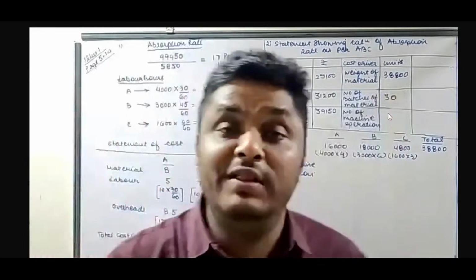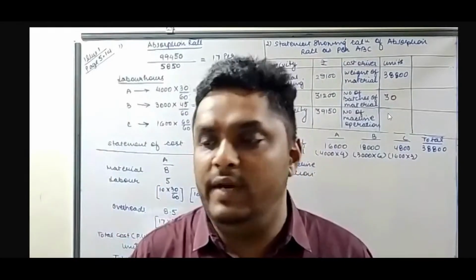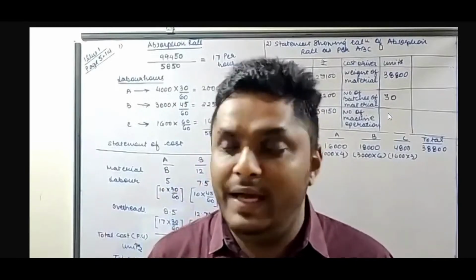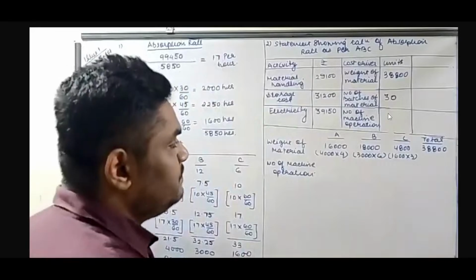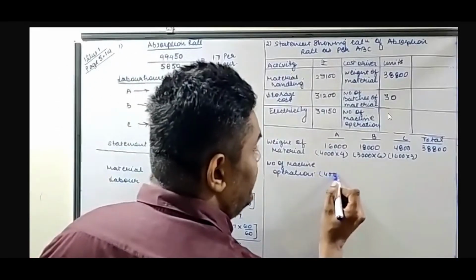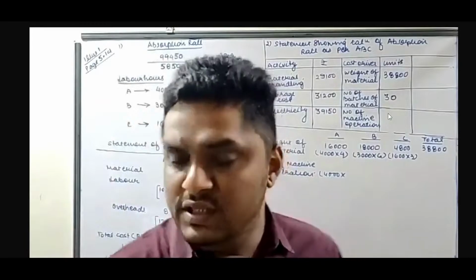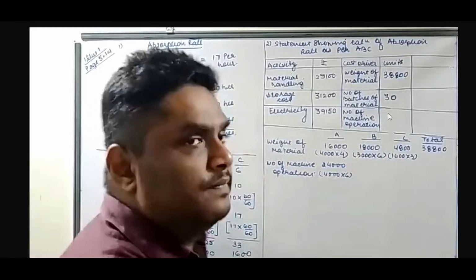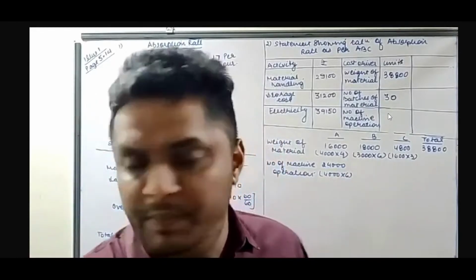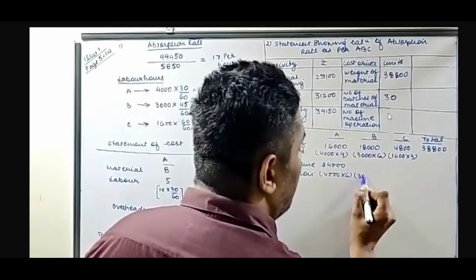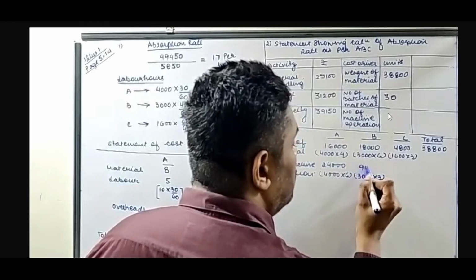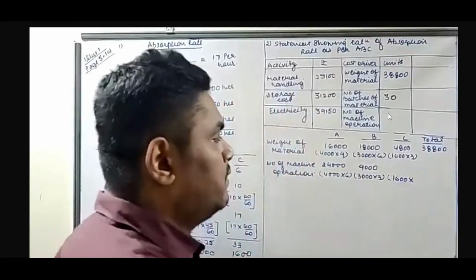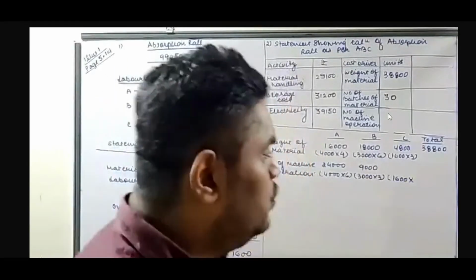See, batches are given for the complete production. But when talking about the number of machine operation, it is given per unit. So we have to calculate the total number of machine operation. So total 4,000 units for A, and the number of machine operations per unit is 6. So this will be 24,000. For B, the number of machine operations is 3, so this will be 9,000. And for product C, the number of machine operations is 2.